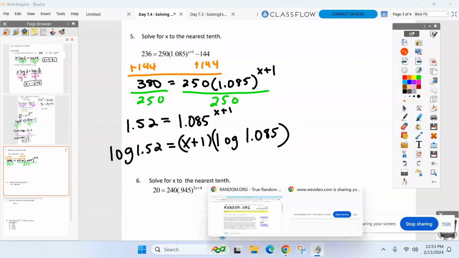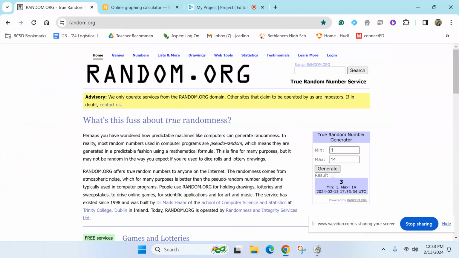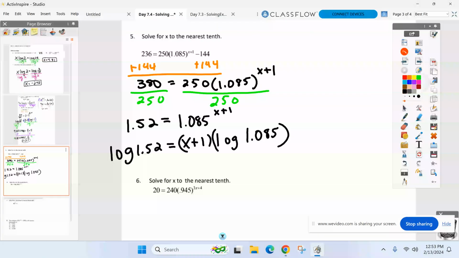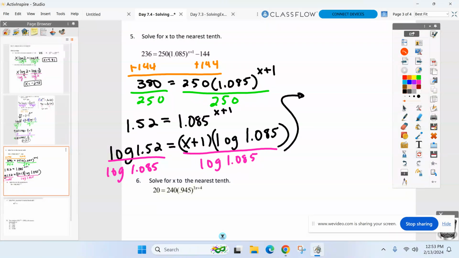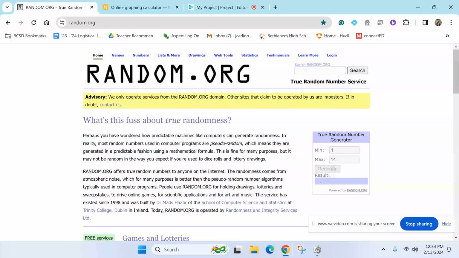What's your next move to get x by itself now? First move here. Stella, what do you think here? Let's roll. Divide the log. Yep, divide the log out of there. Oh boy, there's a decimal for you. 5.1325128991. Almost done, right? Because I was left with x plus 1. Final step there.